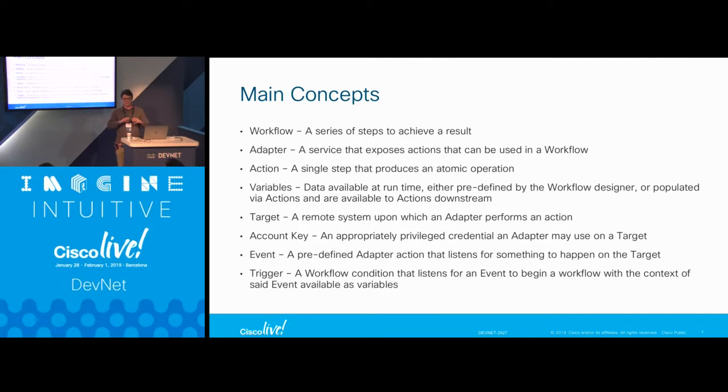Adapters are internal services within our Kubernetes cluster that expose activities. So we have an adapter for HTTP requests, so you can make an HTTP request through the HTTP adapter. You can drive AWS through our AWS adapter, and the actions within that are like create a VPC or that sort of thing. And the action itself is the single step within a workflow that is atomic. It produces a result.